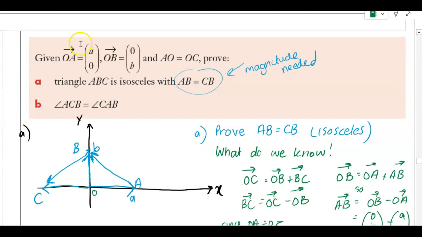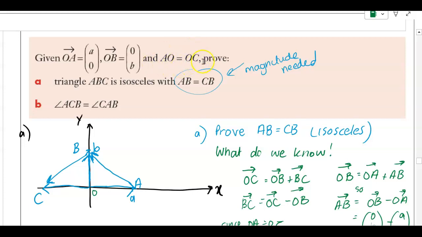Now, it says, given that vector OA is the column vector A, 0, so we know that that falls onto our x-axis, and we're given that vector OB is 0 and B, so a 0 x coordinate and B as our y coordinate. So we've got part of our triangle. We want to prove something given that AO equals OC.